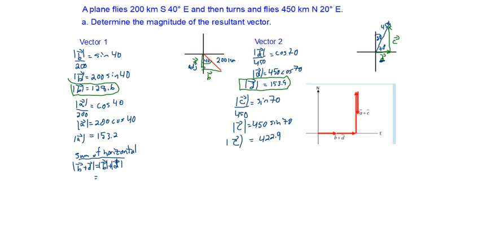So we get 128.6 plus 153.9, which gives us a total of 282.5. All right, so that was our horizontal. Let's do the sum of the vertical.